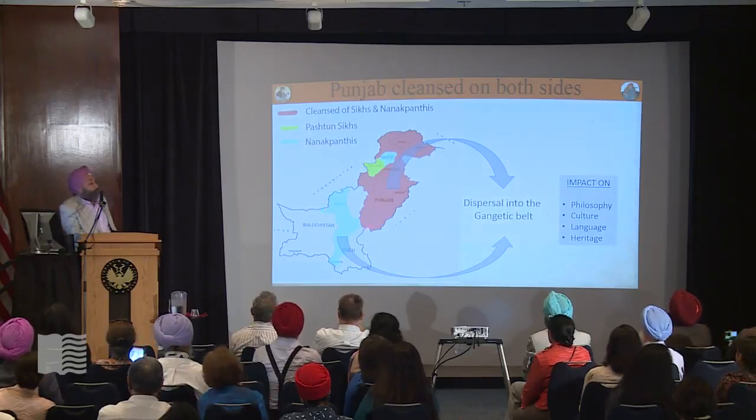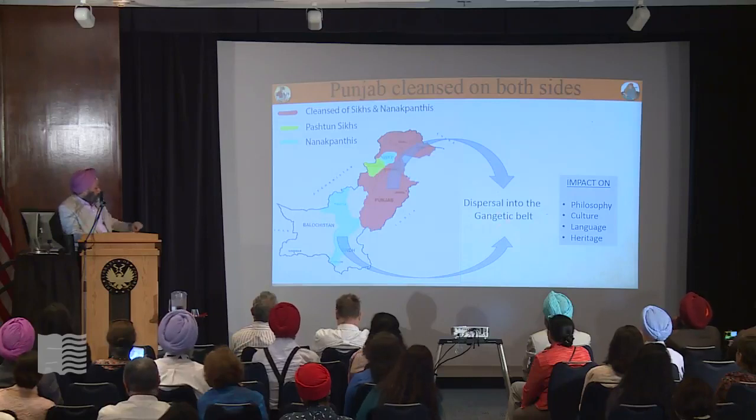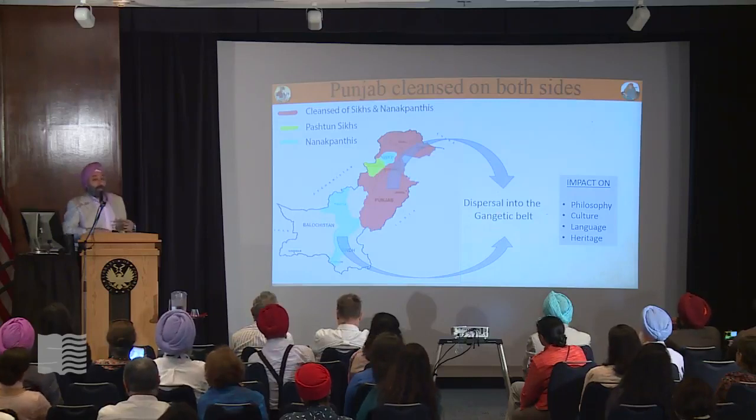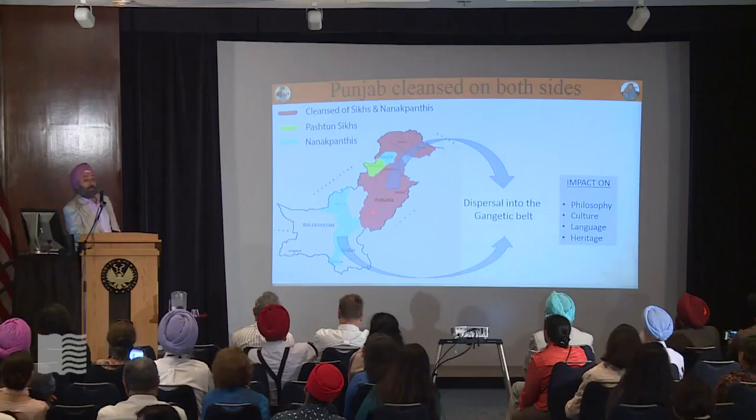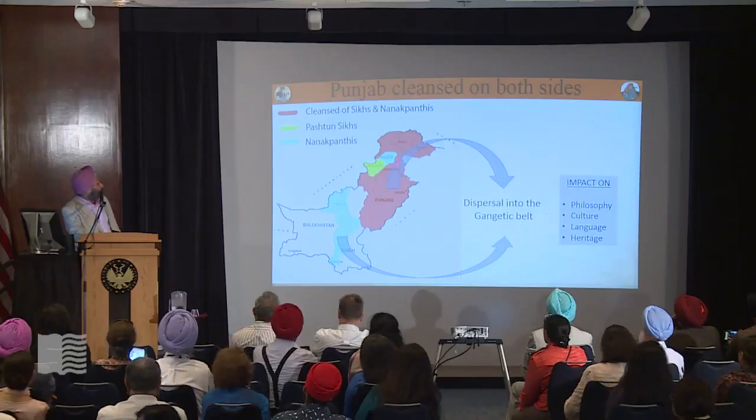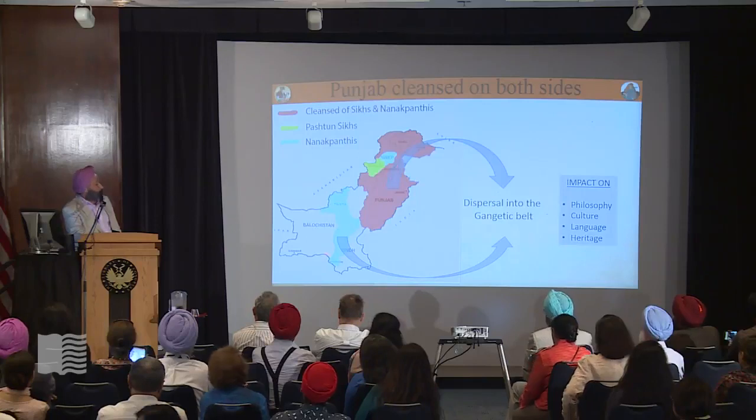But in 1947, what happened is the community got dispersed into the Gangetic belt. Now, civilizations historically survived and thrived along the river belts. Boundaries never used to exist. That's why we have the Nile civilization, the Amazonian civilization, the Indus civilization, the Gangetic civilization. The people of the Indus civilization, the people of the five rivers which went into the Indus, were dispersed into the Gangetic belt.